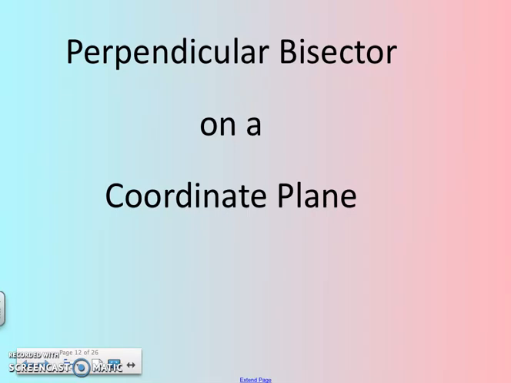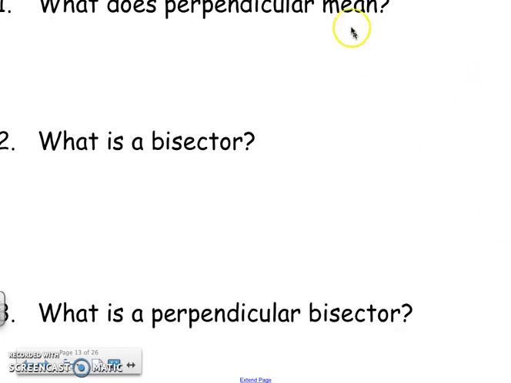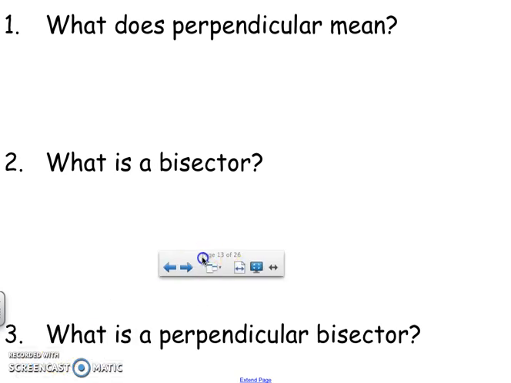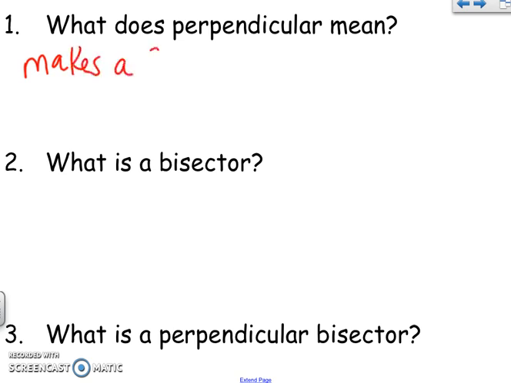Alright, so in this video we're going to learn what a perpendicular bisector is on a coordinate plane. So first off, a few things. What does perpendicular mean? Luckily we already know that. Perpendicular, we know, makes a 90-degree angle. And we also learned that the slopes are going to be opposite reciprocals.